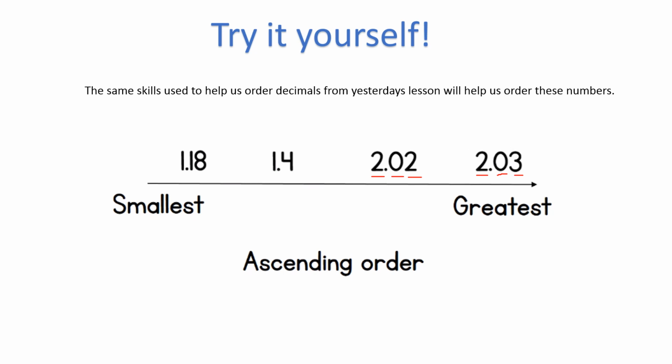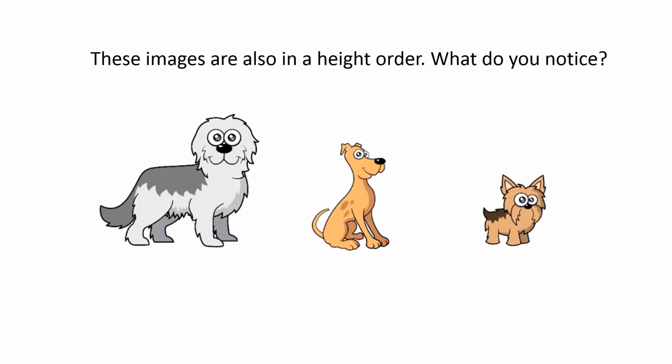So you put 2.02 and 2.03. Smallest to the greatest, also known as ascending order. Well done if you got that correct.